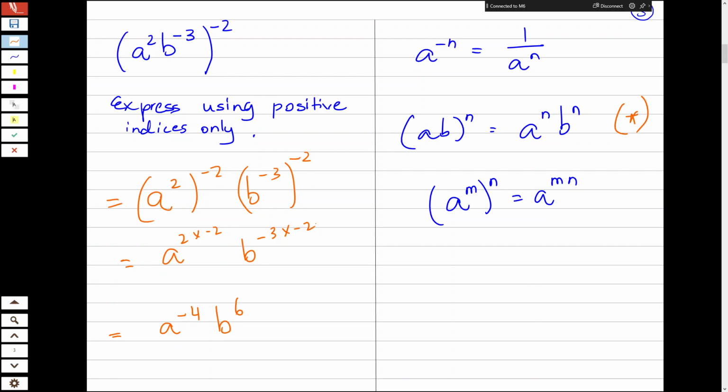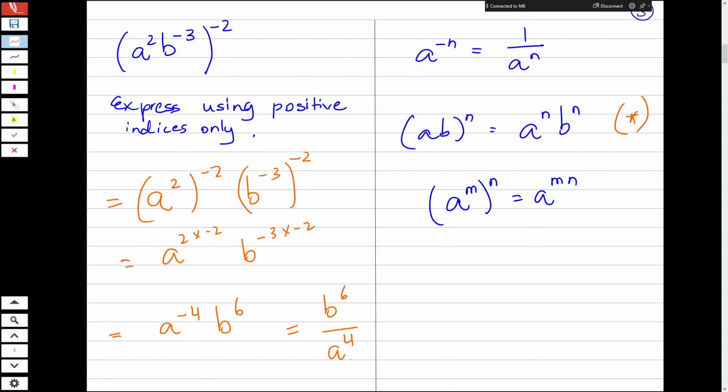Wait, but are we only allowed to use positive? Oh, thank you. I didn't answer the question. So you have how do we do that without? Okay. 1 over a to the 4. So whenever you've got a negative power, it goes to the bottom or to the top if it's on the bottom. Okay. But please note, I actually use 3 index laws here.